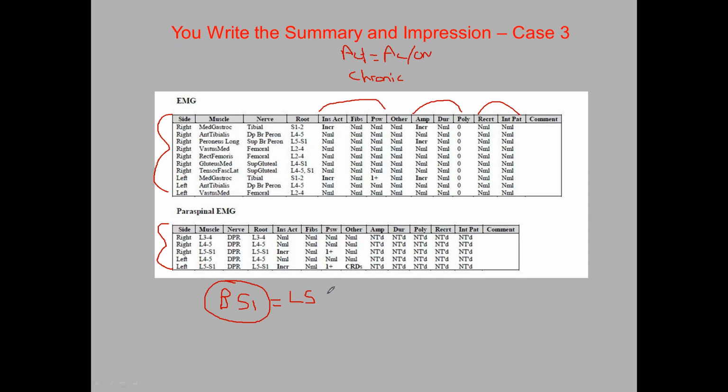So if I were to write this, I would say in my table: muscles from the bilateral lower extremities and related paraspinals sharing S1 innervation demonstrate evidence of ongoing denervation. Period. Remaining muscles from the L2 to S2 distribution, including their related paraspinals, show normal insertion, rest, and volitional activities. And I'm done. Now, what's my impression?